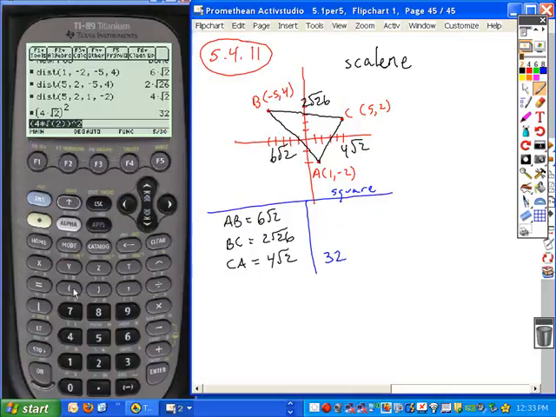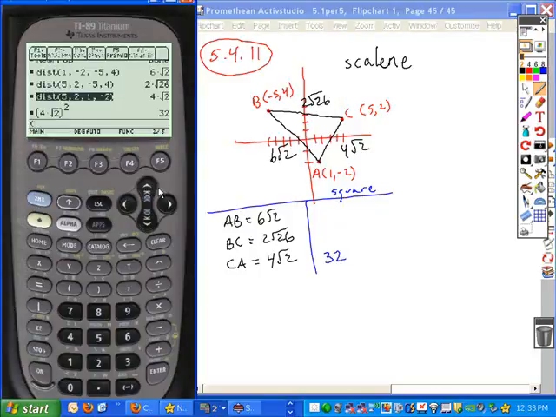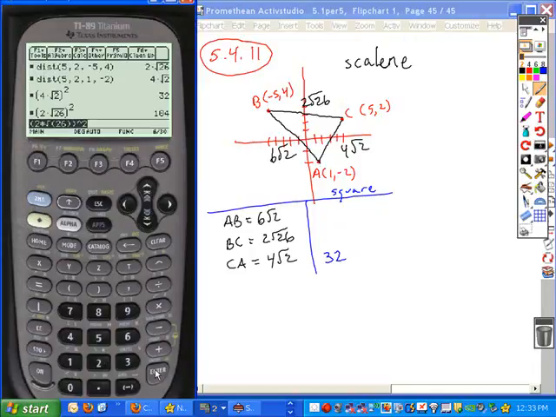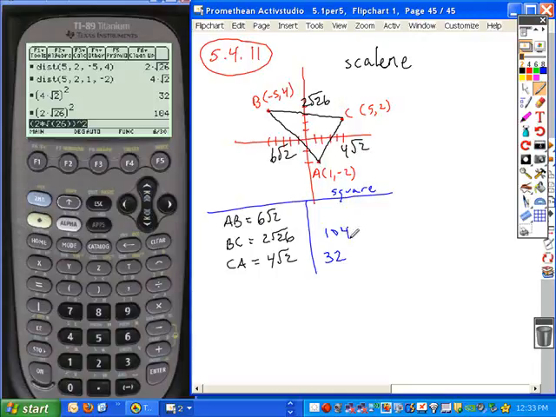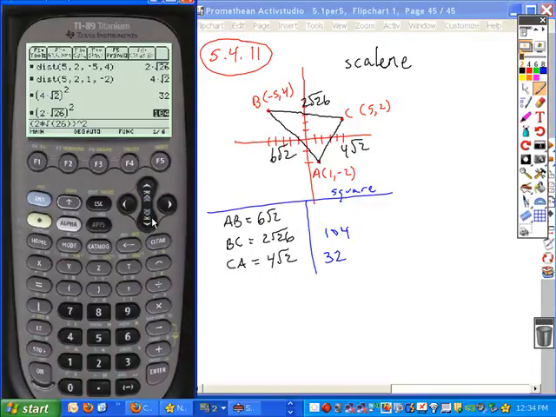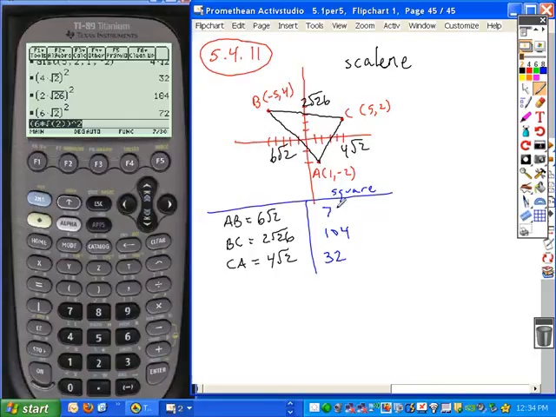Okay, do the same thing. Take the quantity 2 root 6, square it, we get 104. And then finally take the quantity 6 root 2, square it, and we get 72. So now we can compare these.